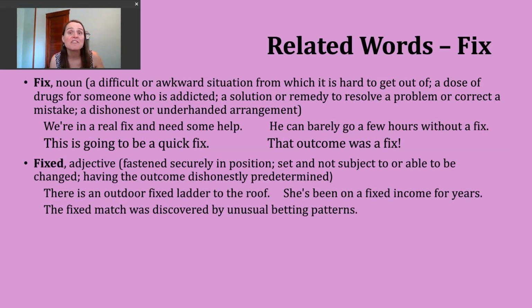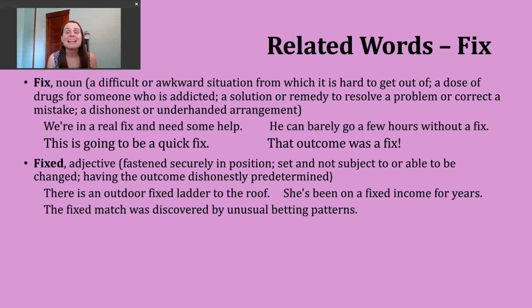The next is the adjective fixed. Right? And I know we talked about this earlier, said this is the past tense and participle form, but it can also be an adjective. When I use this word as an adjective, I might be describing something that is fastened or connected securely in a set position. An example of this. There is an outdoor fixed ladder to the roof. Right? So this is not a ladder that gets moved from one place to another. It is connected to the building and to the roof.